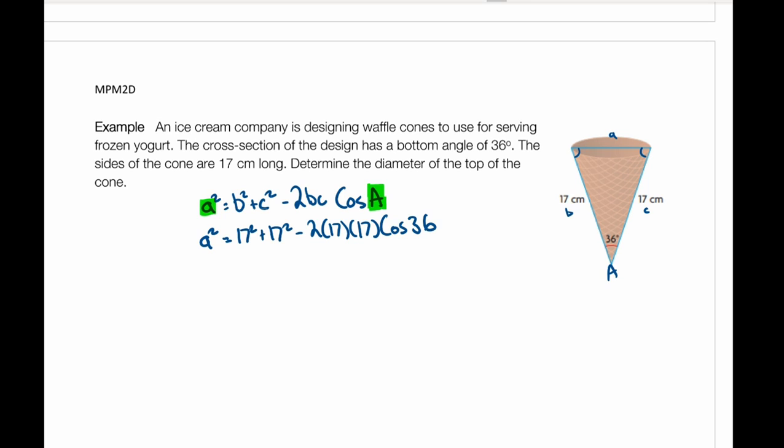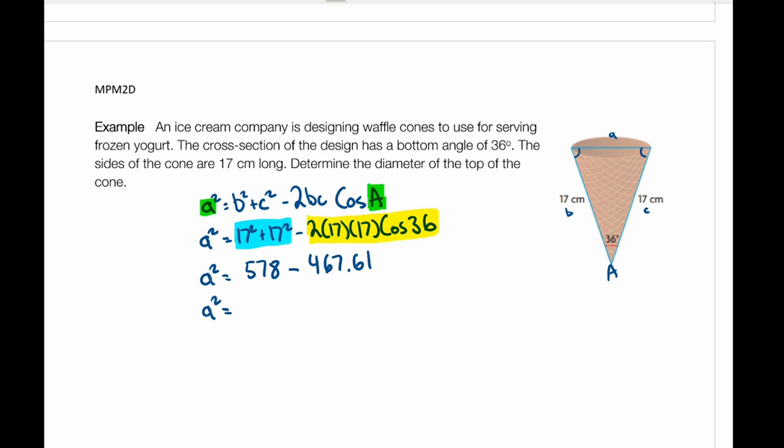Now that I've plugged everything in, again, I'm going to solve or simplify before the subtraction and after the subtraction, just to make it a little bit easier. So a squared equals 17 squared plus 17 squared, 578, and then minus 2 times 17 times 17 times cosine 36, which is 467.61.